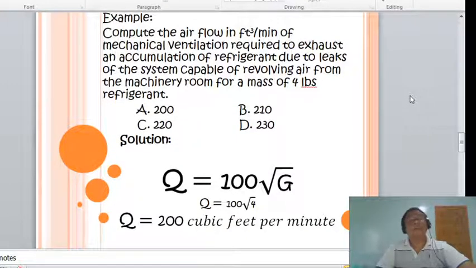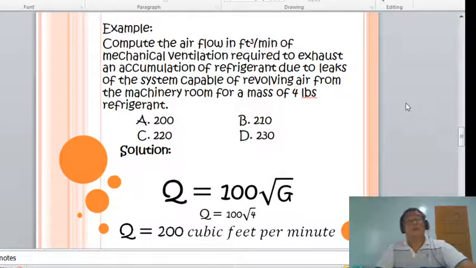Okay? So, let us now take an example of the previous equation. Compute the airflow in cubic feet per minute of mechanical ventilation required to exhaust an accumulation of refrigerant due to leaks of the system, capable of removing air from a machinery room, for a mass of 4 pounds of refrigerant. Okay, so we have here options A, B, C, and D. Let us now solve using the first equation in the presentation. Q equals 100 square root of G. Simply, square root of 4 is equal to 2, times 100. That is 200 cubic feet per minute. So that is now the required airflow rate.